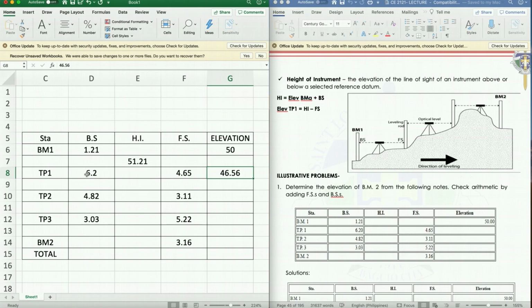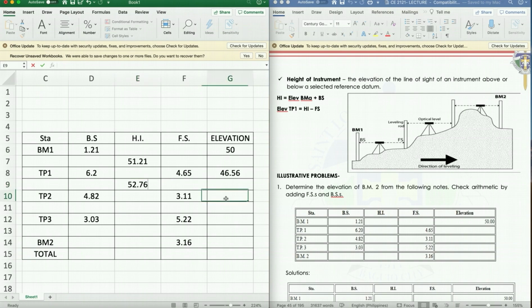Next, we are already here at 46.56. This is the elevation. 46.56 plus the backsight of this setup, which is 6.2, is equivalent to 52.76. So the height of the instrument here is 52.76.